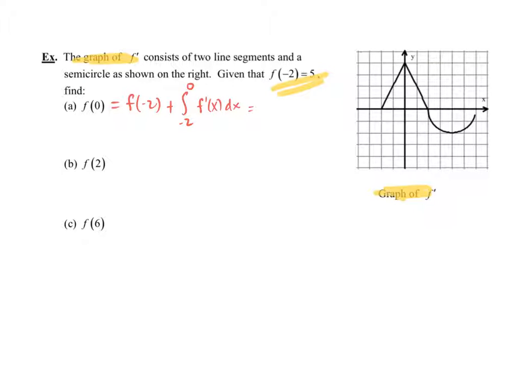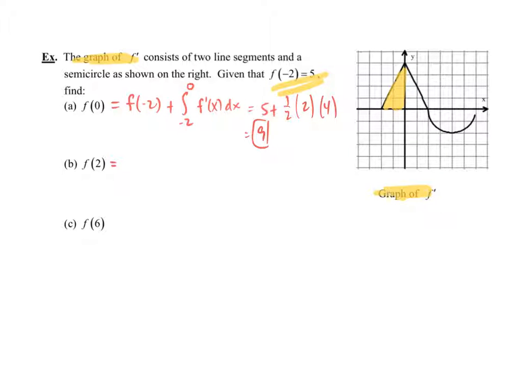So this will be equal to f of negative 2 is 5, plus, to find the integral from negative 2 to 0 of f prime, that's going to be the area from negative 2 to 0. And so that will be the left side of this triangle. That triangle has an area of 1/2 times the base, which is 2, times the height, which is 4. And so this will give me a final answer of 9. So f of 0 would equal 9.